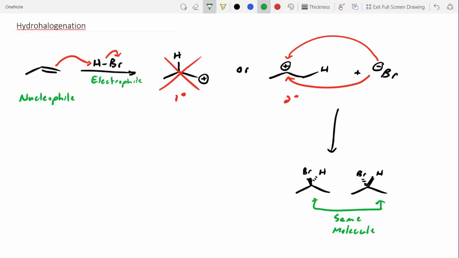So with the primary carbocation, it is so rare that you won't even observe a minor product. In this case, it'll always favor the more stable carbocation that can be formed. All right, so let's make a few notes on this. With halogenation or hydrohalogenation reactions, the halogen always adds to the more substituted side of the alkene.